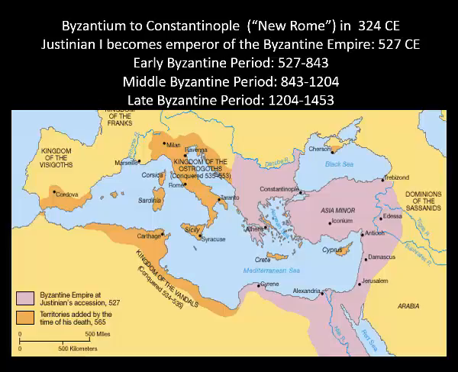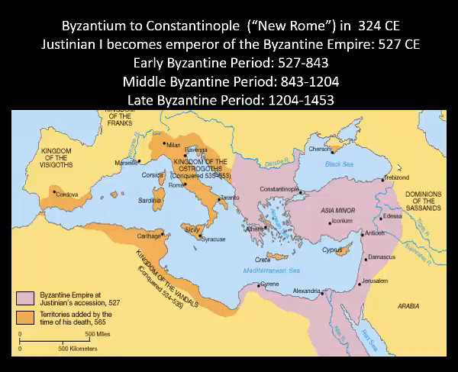We look at art produced in the former eastern region and the former western region separately because it's very, very, very different, as we're going to come to see. So, eastern region. In 527 CE, Justinian I becomes the emperor of the Byzantine Empire.